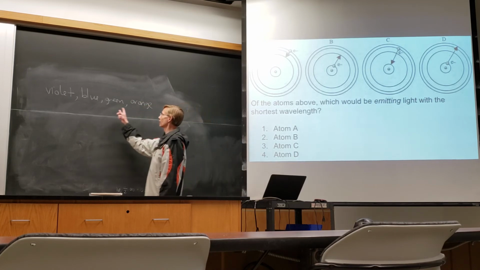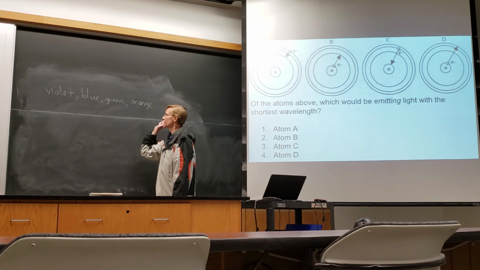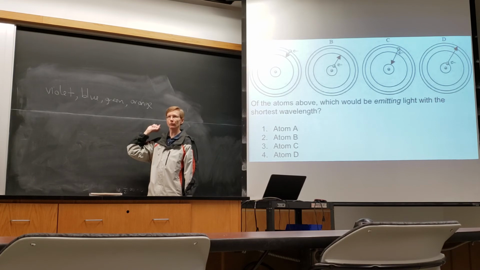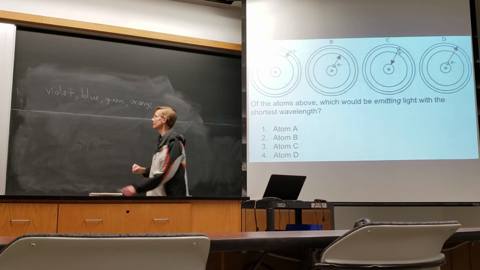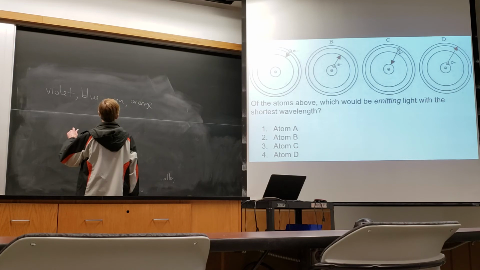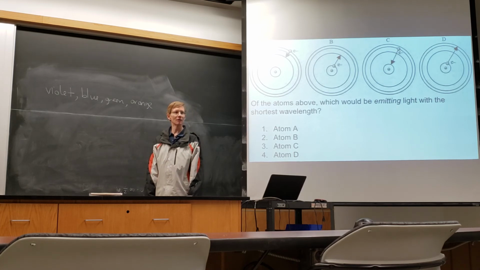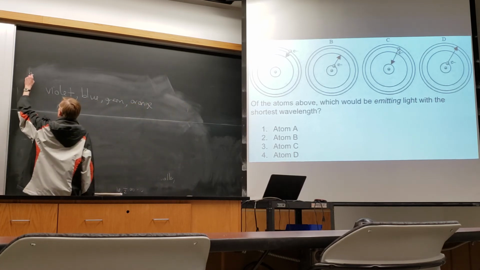So these photons, which one has the highest energy? The violet does because it's got the shortest wavelength, right? So what has the next highest energy? And the next highest? And the next highest? Oh, that's convenient. They're already in order from highest energy to lowest energy.